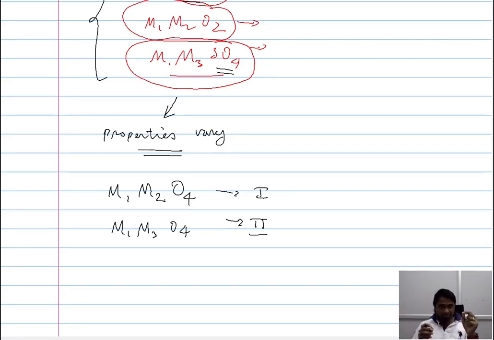However, they have different formulae, meaning in mineral 1 we have M1 and M2, and in mineral 2 we have M1 and M3. So this difference in one of the metal ions will bring about considerable change in the properties of the minerals. This is one of the distinguishing features of minerals: even though they have a definite composition, even though it is not a fixed one, the components that are present in a mineral ultimately influence the properties of that mineral.